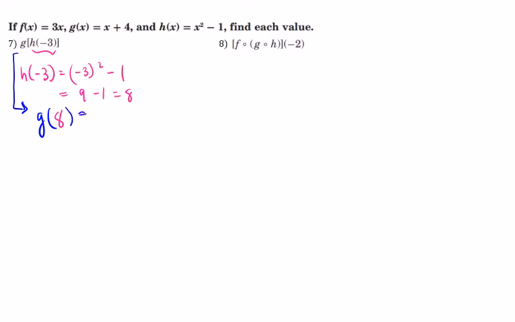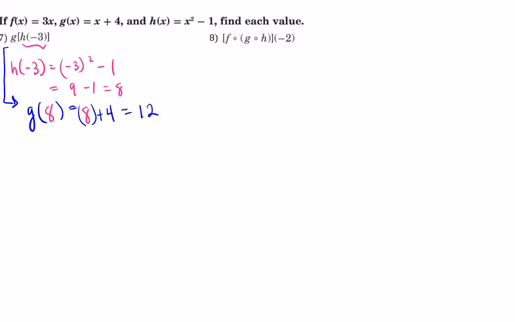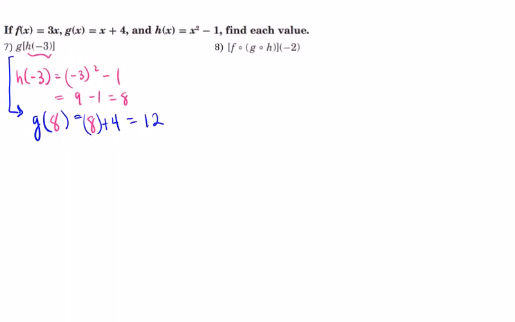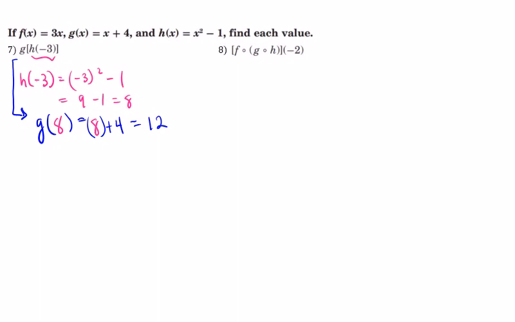Instead of x plus 4, it's just going to be 8 plus 4. We could put parentheses around there, but we don't need them because we're not multiplying, or we don't have anything really happening to the x besides just adding 4. So 8 plus 4 is 12. And so that's our answer: g of h of -3 is 12.